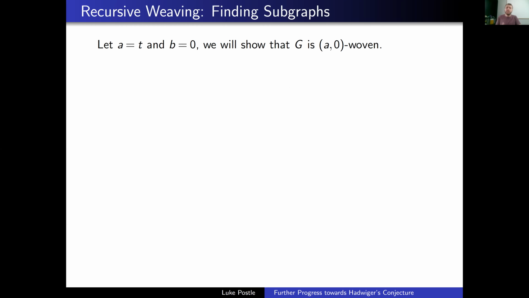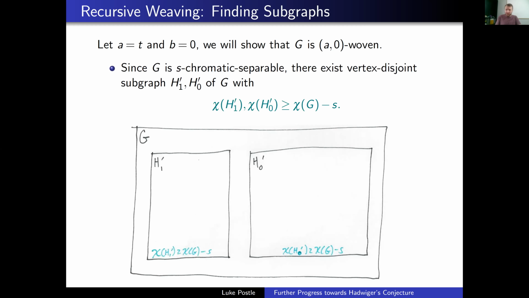And actually, I'll show something a bit stronger. So let A equal T and B equal 0; we'll actually show A0 woven. That would be T0 woven. You can get rooted minors even in this case. And how do you do that? Well, let me walk you through it. So we have this graph G, and let's just assume that G is already decently connected by the João and Norin theorem.